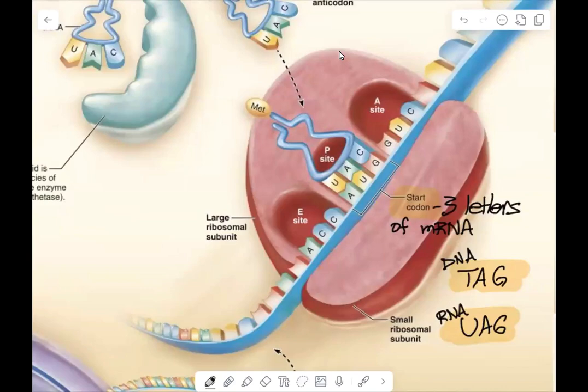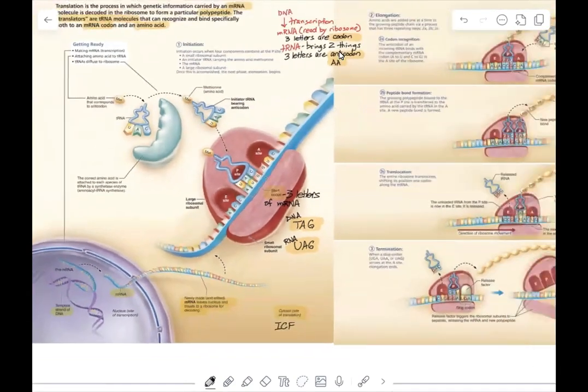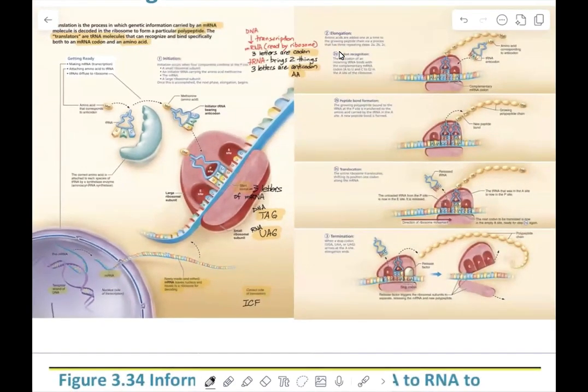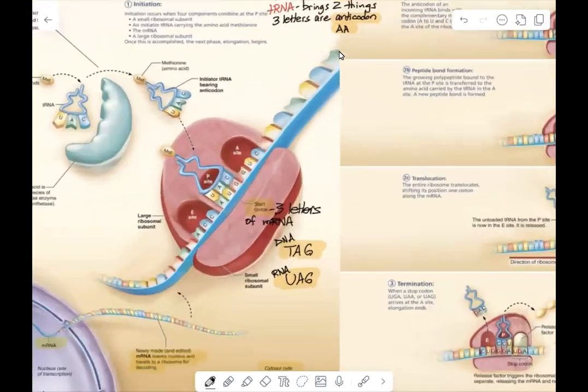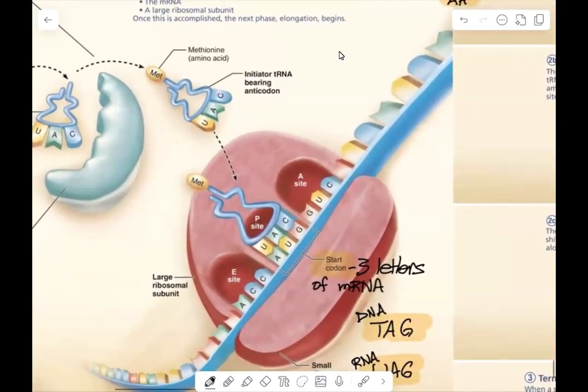So what happens during translation now? Remember, transcription only happens in the nucleus. Translation happens in the cytoplasm. So the ribosome is reading this 3 letters at a time. You don't need to know the E site, the P site, or the A site. You need to know that a tRNA molecule brings 2 things. It brings the anticodon, which would be these 3 letters, UAC, and it brings an amino acid.